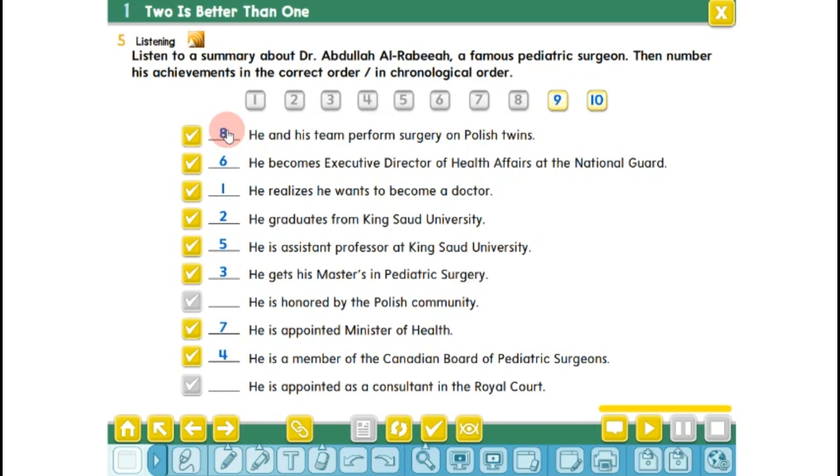Nine, he is honored by the Polish community. The last one, he is appointed as a consultant in the royal court. أصبح مستشارا, consultant معناها مستشار, in the royal court معناها في المحكمة الملكية.